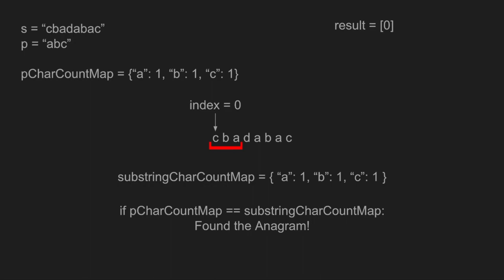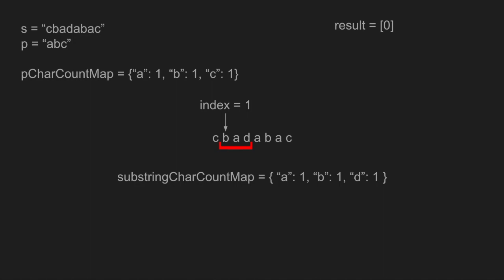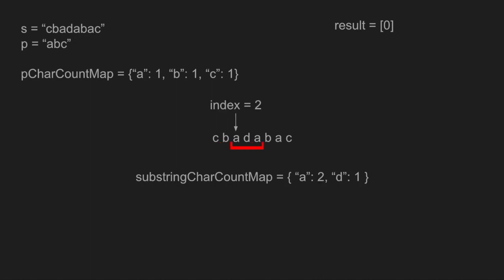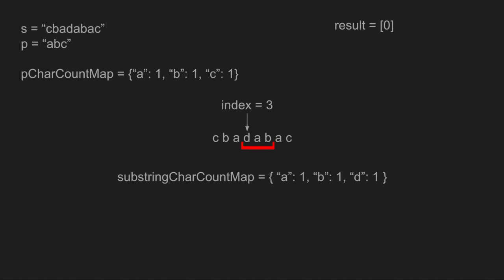We continue this process down the string, going through all possible starting indices until we no longer have a remaining substring of length 3. We go to index 1. Notice that for each iteration, we disregard the previous character to count map and we create a new one. Throughout the iterations, we check if the map is equal to P's character to count map, and if they are, we add the index to the result list.